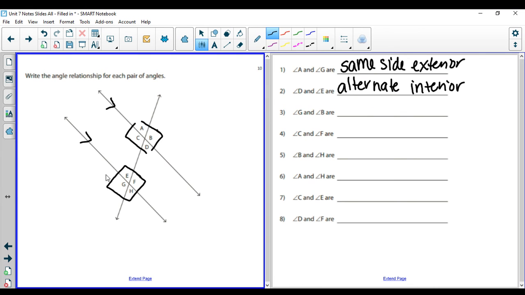We are going to look at angles G and B, and I'm going to have you go ahead and pick which one of these best represents.